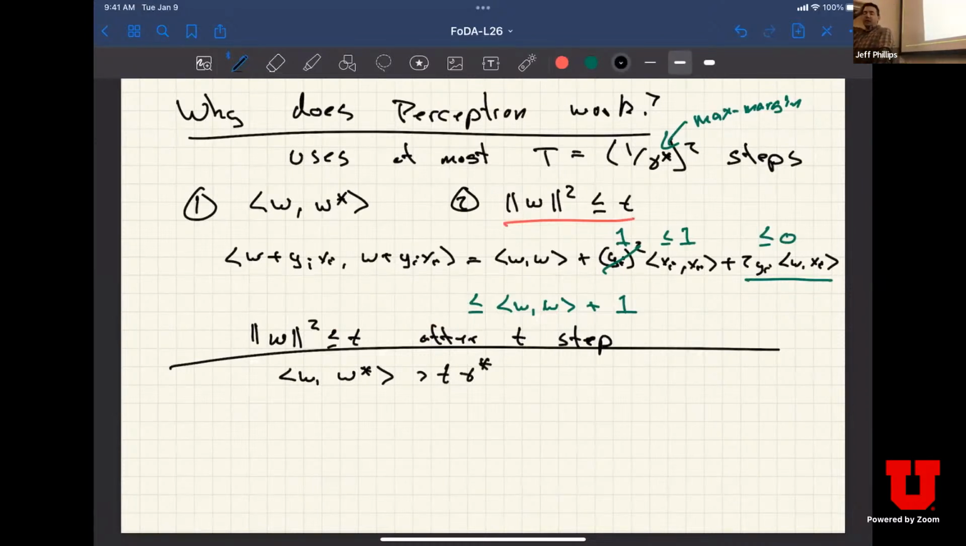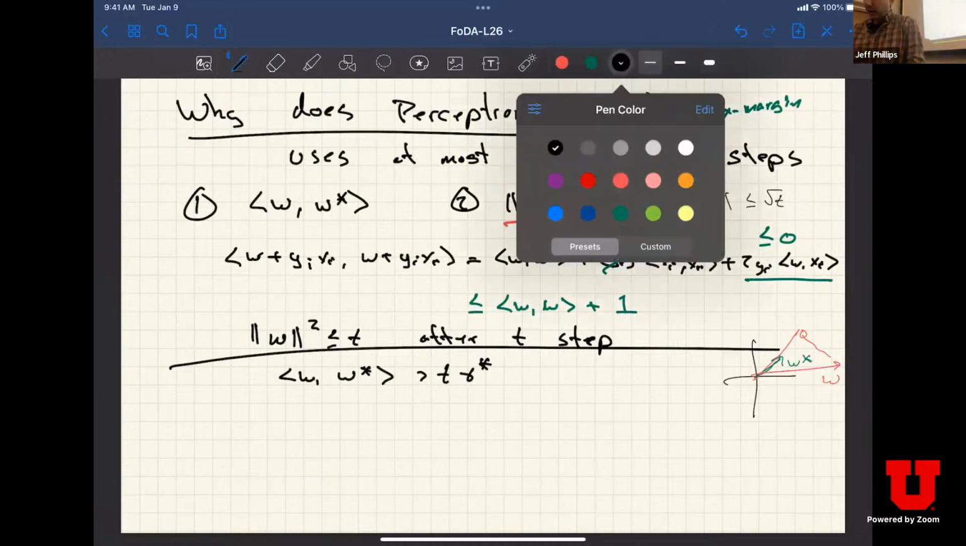So every step, it's getting closer and closer to what the right answer is. Okay, remember the projection. I've got W star, and this is a unit vector. So the W I find is the projection onto here. It's the length of this projection, and I want this to grow with T. Remember, the first quantity is the squared norm. So this implies that the length of W is less than or equal to square root T.